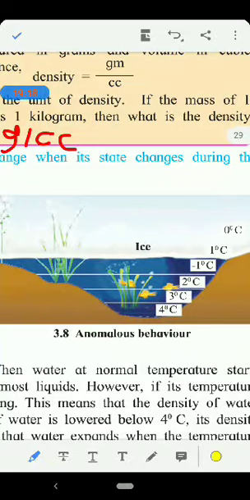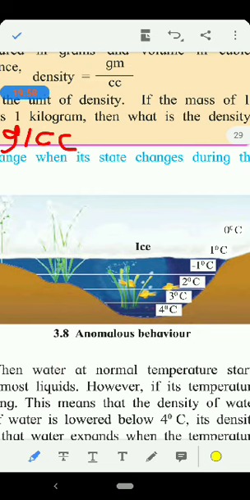Next point we have is the anomalous behavior of water. Why is it called anomalous? Because when water goes through changes, the density and volume of it do not change like those of other materials. How that is, we are going to discuss now. See, usually when the temperature of any substance is lower, its density will increase and the volume will decrease. But water is an exception to this rule.